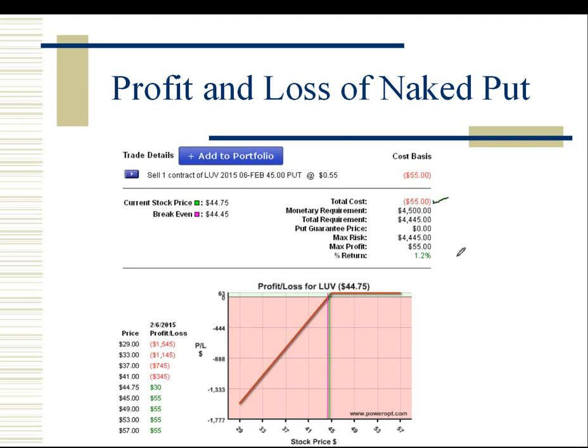Again, we take in $55. This is just for one contract, and that would be our 1.2% yield. And as long as the stock stayed above 45, remember it's at 46.40 for that 11-day period, the put would expire and we'd keep the premium.